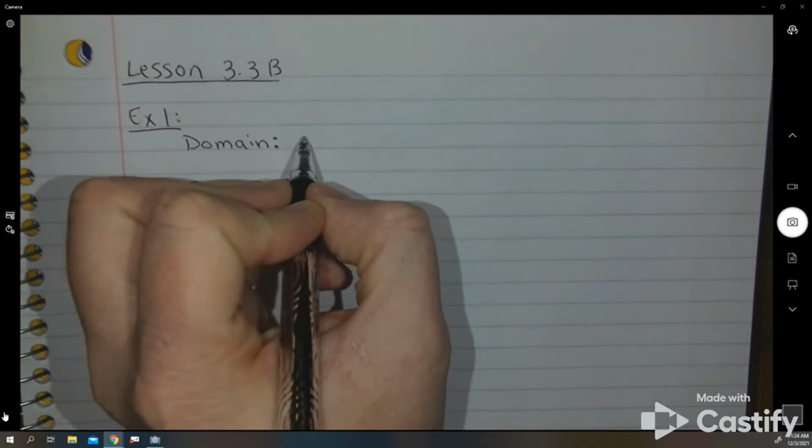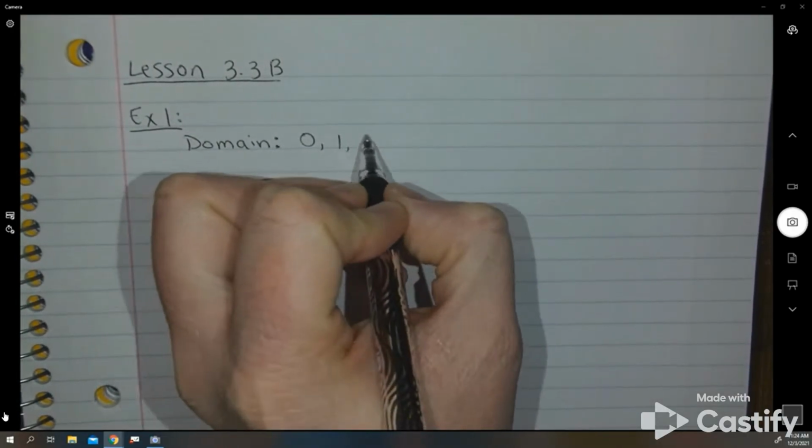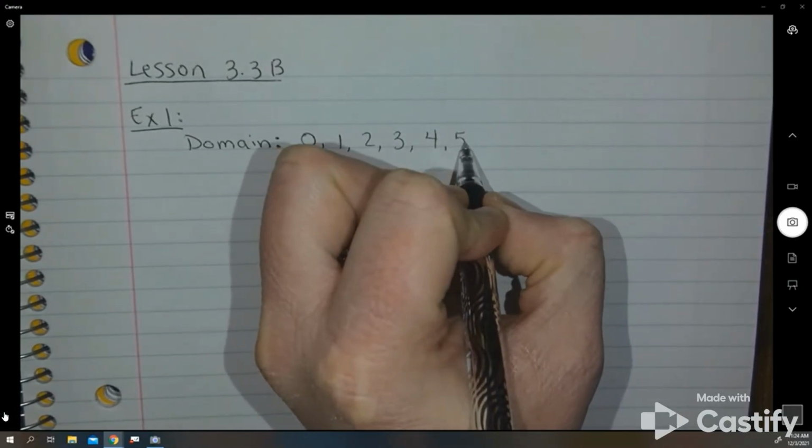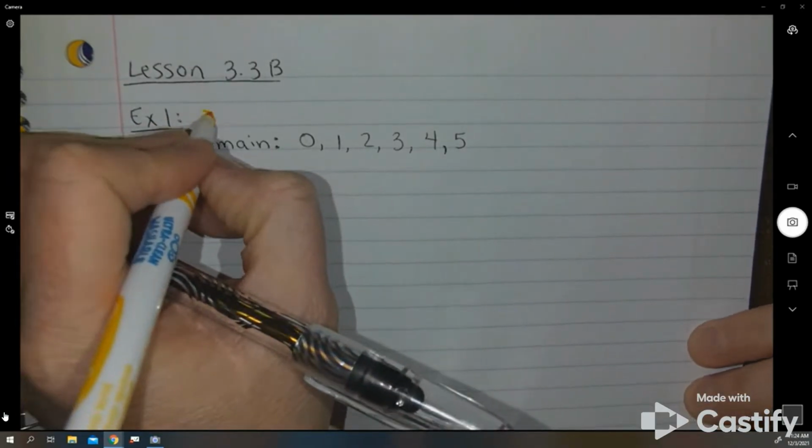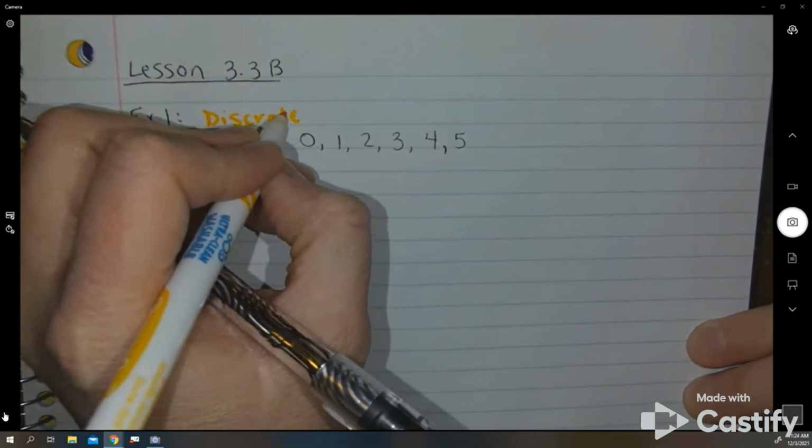So if we're looking at our domain, we could buy 0 bottles. We could buy 1 bottle. We could buy 2 bottles. We could buy 3 bottles. We could buy 4 bottles. Or we could buy 5 bottles. But I can't buy partial bottles. So we know, based on this information, that we are dealing with discrete data, or a discrete domain.